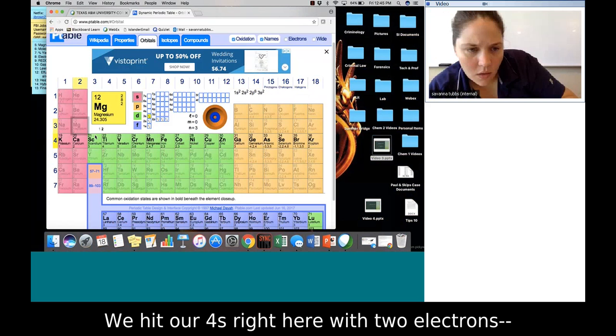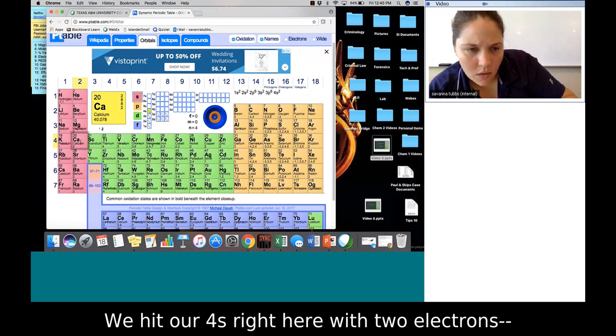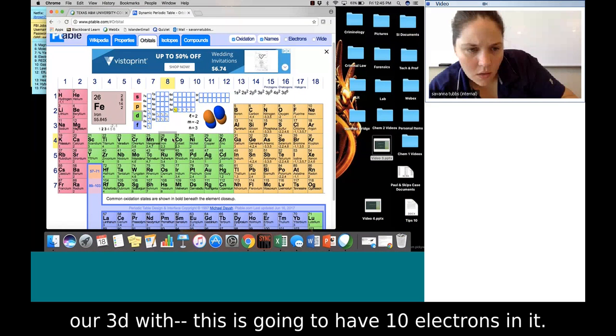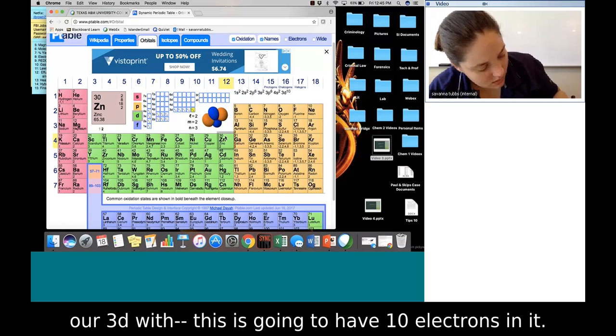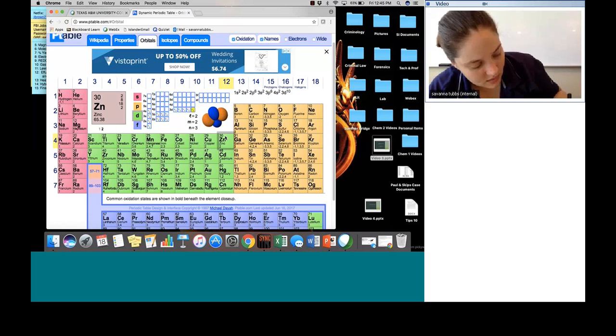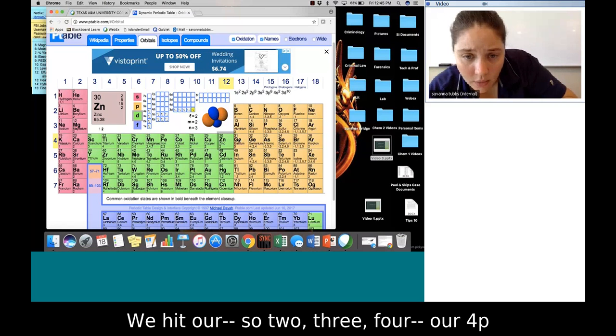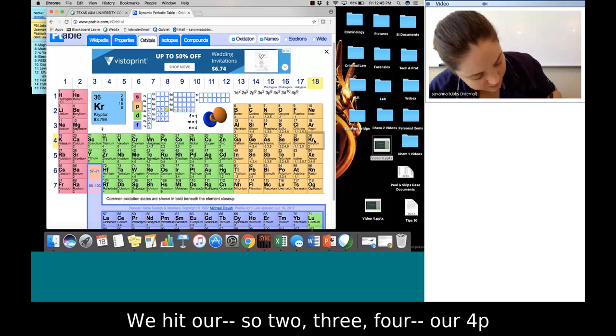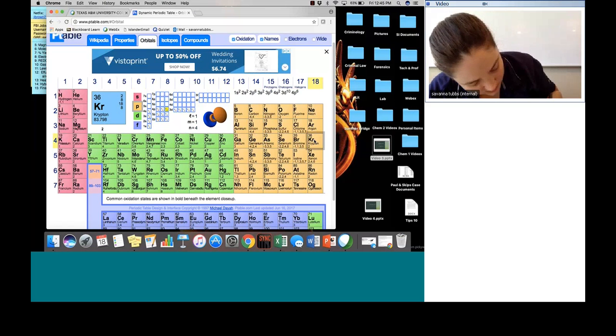We hit our 4s right here with 2 electrons, our 3d with, this is going to have 10 electrons in it. We hit our 4p with 6 electrons in it.